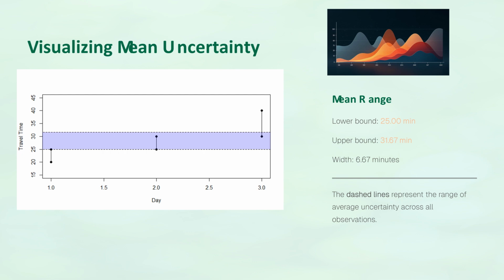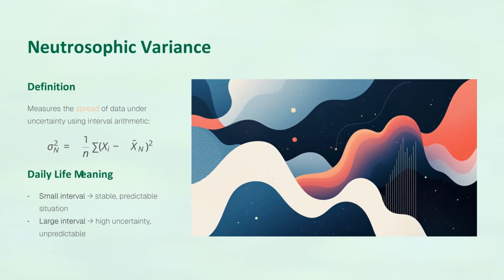In this slide, we visualize the Neutrosophic mean. The dashed lines represent the lower and upper bounds of the average. These lines show the range within which the true average lies. This visualization helps us compare individual observations with the overall average range. Instead of thinking of the mean as a single line, we now think of it as a band or region, which better reflects uncertainty.